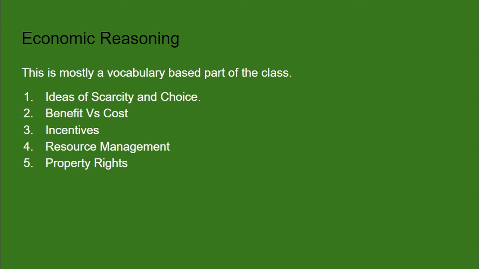Economic reasoning is going to be a mostly vocabulary-based lesson, and part of the class will be going over the ideas of scarcity and choice, how those choices lead to benefits and costs, like costs of you have to pay for stuff, the benefit of you get from paying for it, incentives both monetarily and not monetarily, meaning basically how do you get people to do stuff, what makes you want to do stuff, how all this builds into resource management and property rights. So what's a non-renewable resource, what's renewable, how does our ownership of stuff contribute to this, and how our economy is managed, and overall just how does a market economy work.